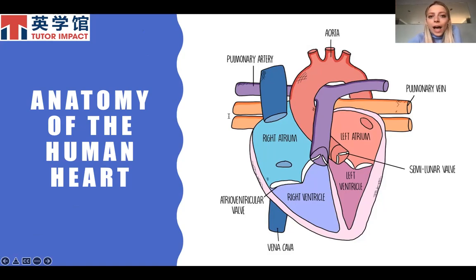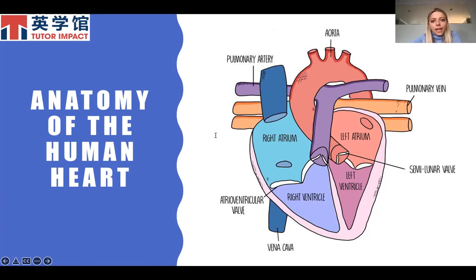We also have veins, which take blood to the heart. The major vein which returns blood from the body to the right side of the heart is called the vena cava. It carries deoxygenated blood from the muscles into the right atrium. It's not labeled in this diagram, but it's this little hole here in the right atrium, and that brings the deoxygenated blood back to the heart.